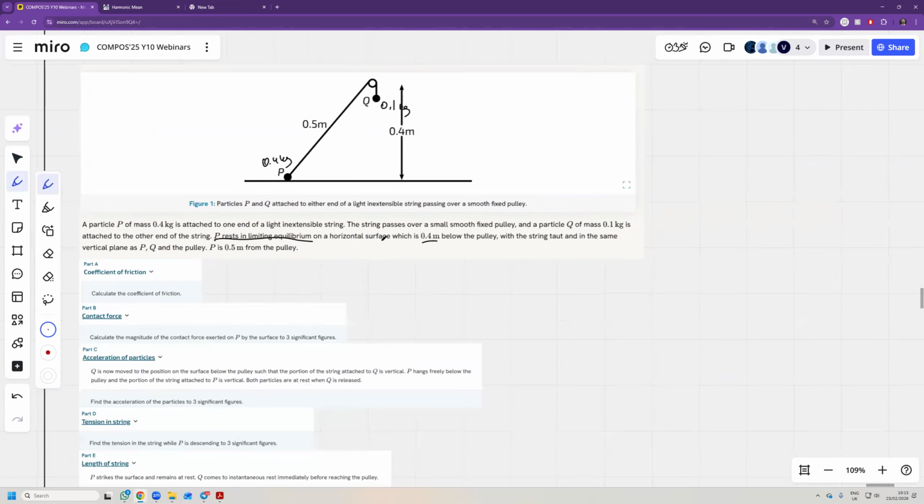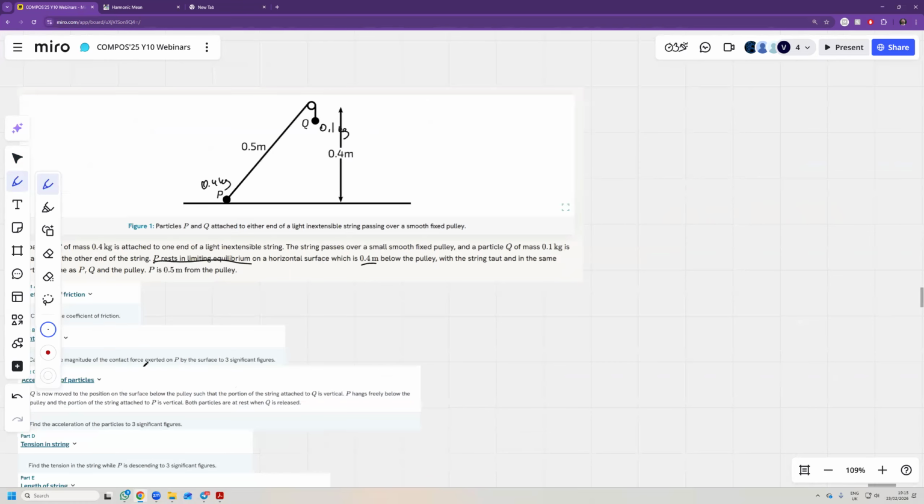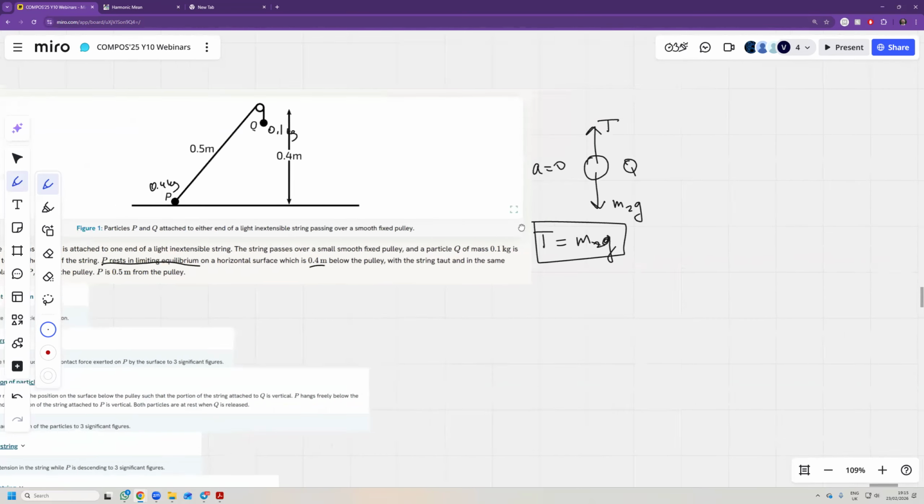All right. So we want to know, well, P is in limiting equilibrium. So we start by drawing Q. Q is nice and easy. There's a tension up, and there's M2G. Because acceleration is 0, it means it's stationary. It means tension in the rope is M2G. And now P. P is a much more complicated story.